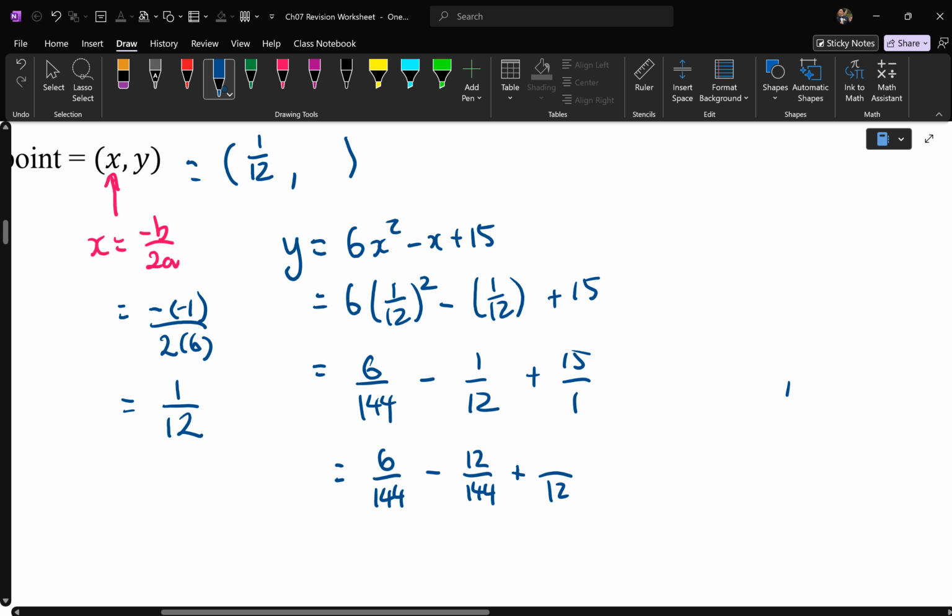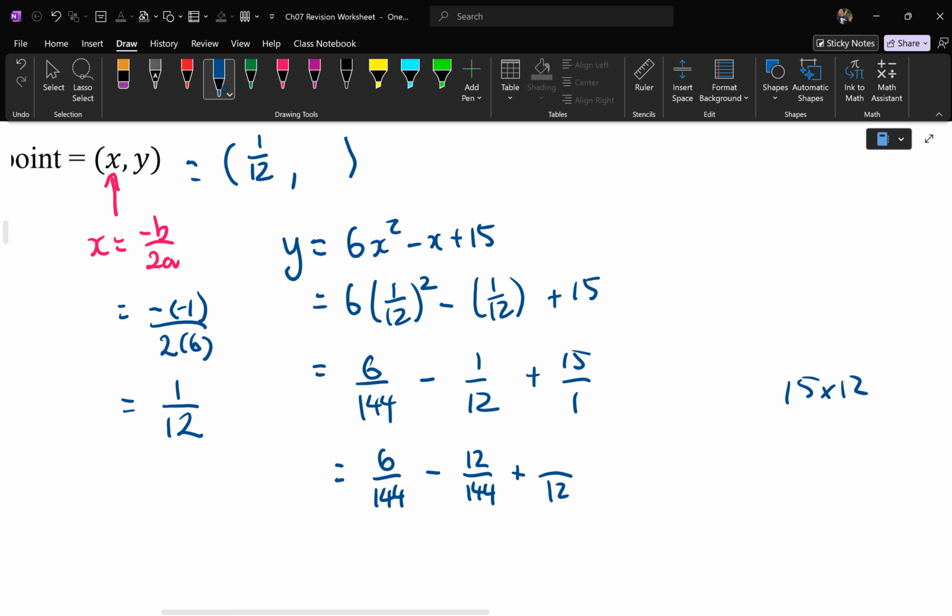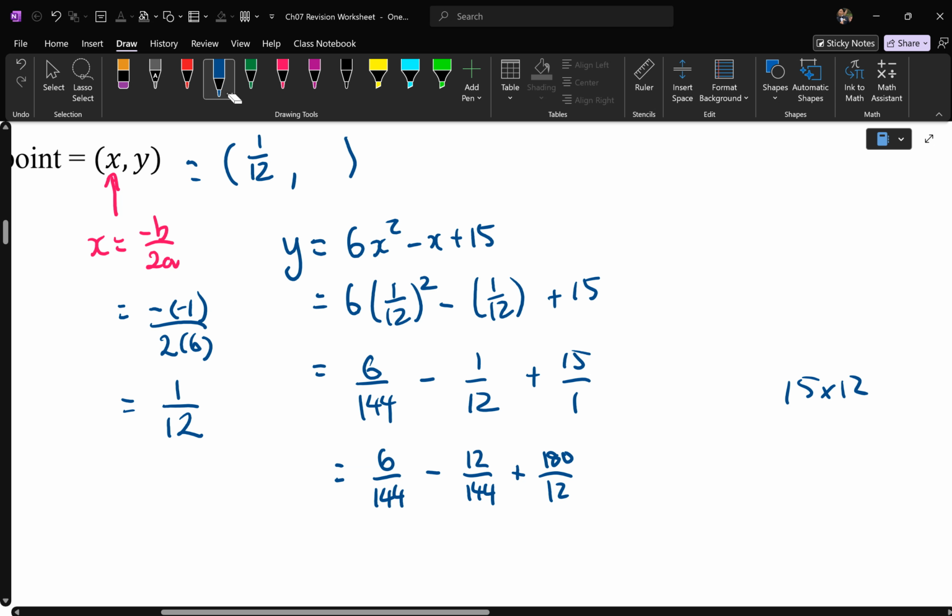Ooh, that's going to take a while. 15 times 12 is, anyone know? 180. Is it 180? That's 150. Yes, you're right. It is 180. Good. All right, we've got 180.